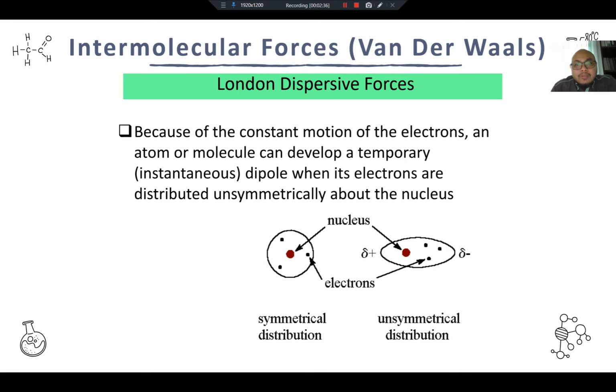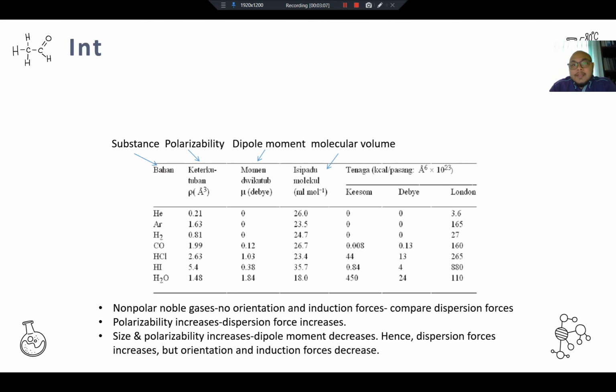So how is it happening? Because of the constant motion of the electrons, a temporary dipole can develop when the electrons are distributed as the molecules interact with each other. The constant motion of the electrons, when their orientations match, forms the temporary dipole. This figure may not be accurate, it is probably only slightly polarized.